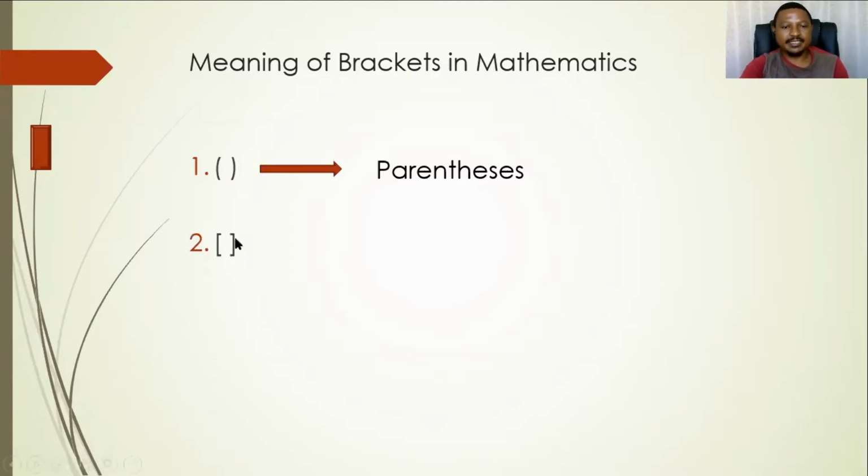The second one is this one, which I believe you are also familiar with. We call it square brackets. These ones you use when you are including the endpoints, and this other one you use when you are excluding the endpoint in your interval.